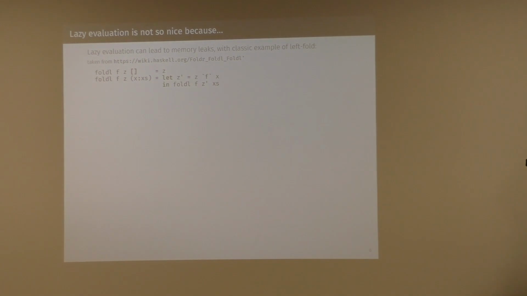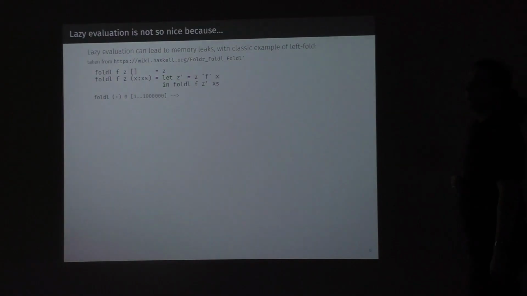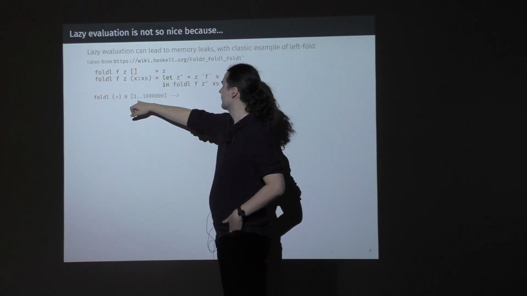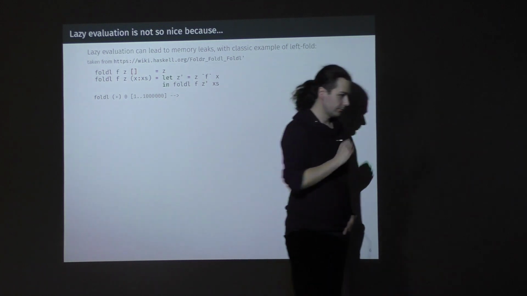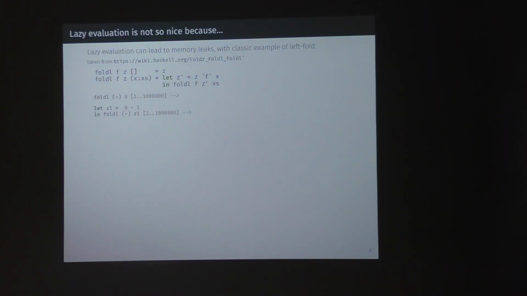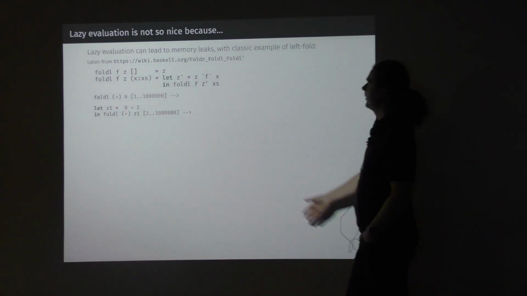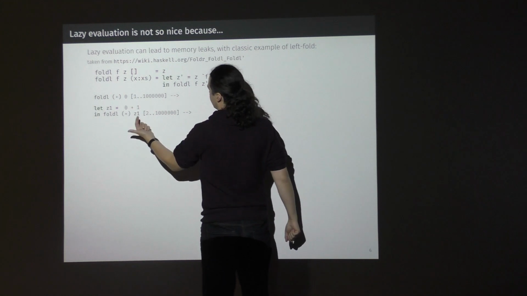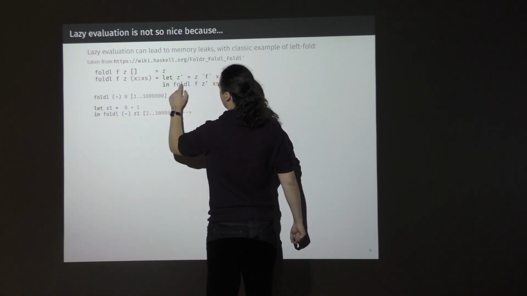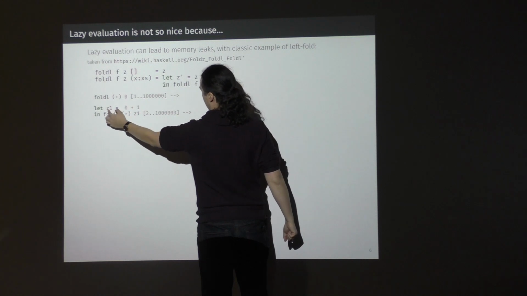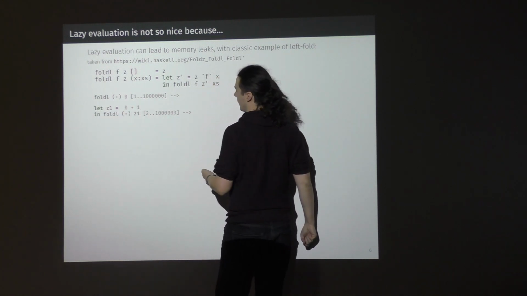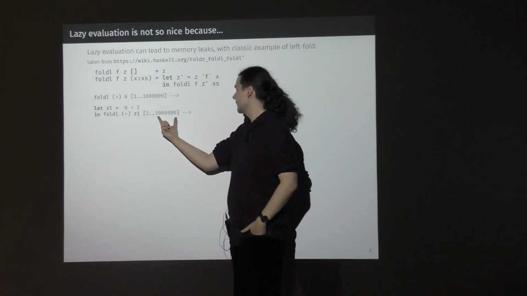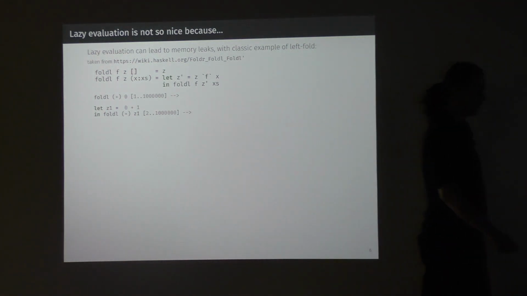So what happens if we try to compute it? If we try to sum 1 million numbers from 1 to 1 million. So let's go step by step. First, we apply the definition of fold. The first element in the list is 1, the starting accumulator is 0, so we allocate a thunk z1, which is 0 plus 1, and we compute left fold on the shorter list with this new accumulator.